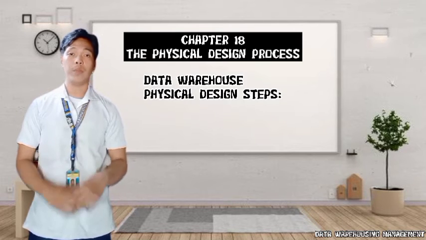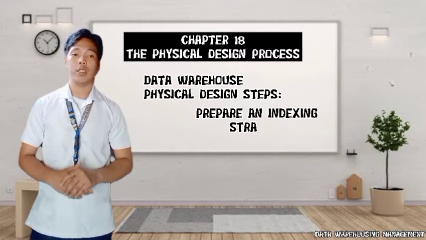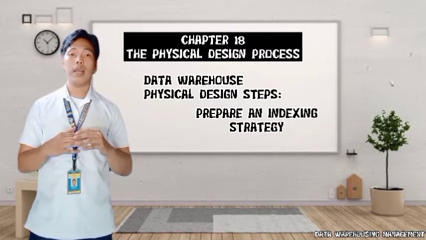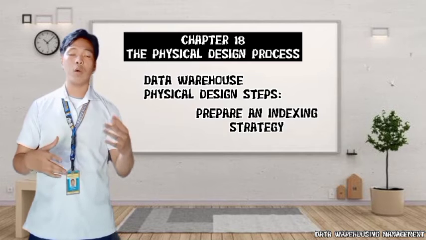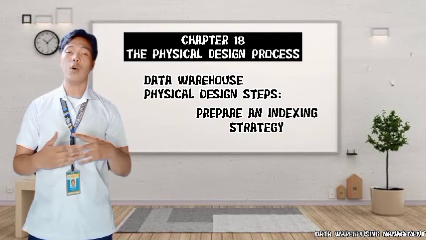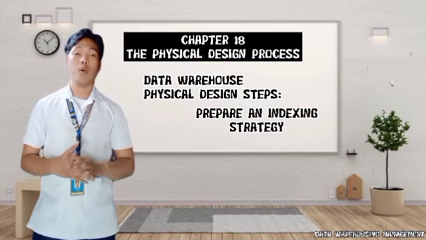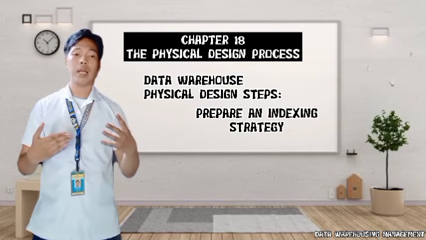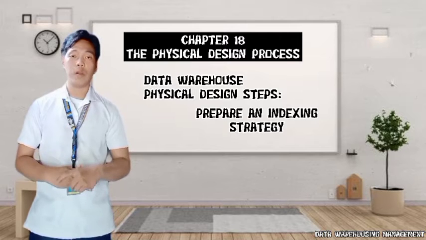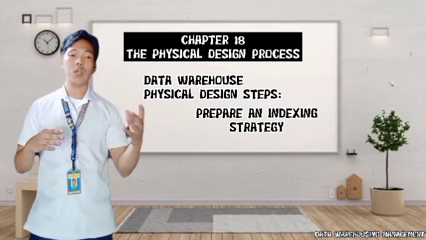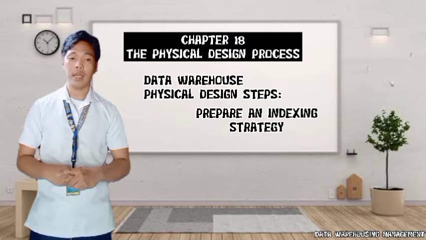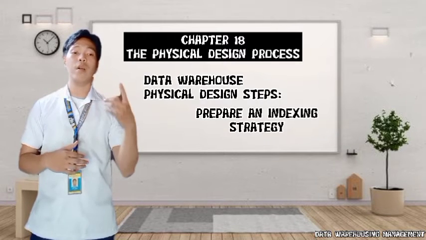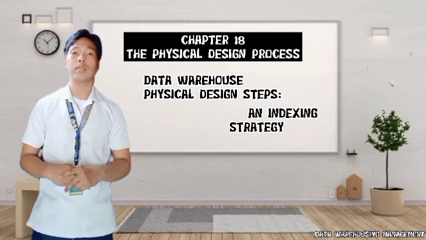The next step is prepare an indexing strategy. This is a crucial step in the physical design. Unlike an OLTP system, the data warehouse is query-centric. As you know, indexing is perhaps the most effective mechanism for improving performance. The plan must indicate the indexes for each table. For each table, present the sequence in which the indexes will be created. Describe the indexes that are expected to be built in the very first instance of the database.